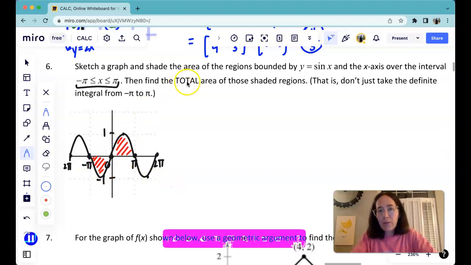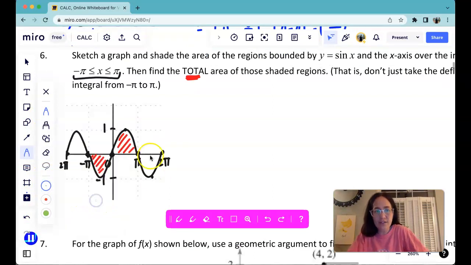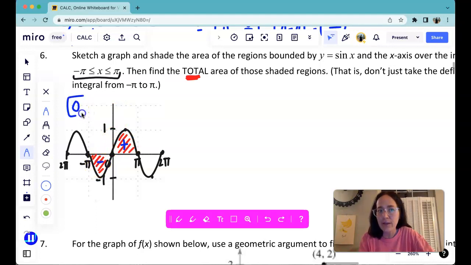I noticed this problem in all caps says to find the total area, and I wonder why that's a really good idea. Let's think. Well, we know that in calculus, area below the x-axis always counts as negative, and area above the x-axis counts as positive. And to me, this looks like a beautiful symmetric sine curve where the net area should just be 0 here, right? The area down here should cancel out the area that's above the x-axis. So that's not what we want.